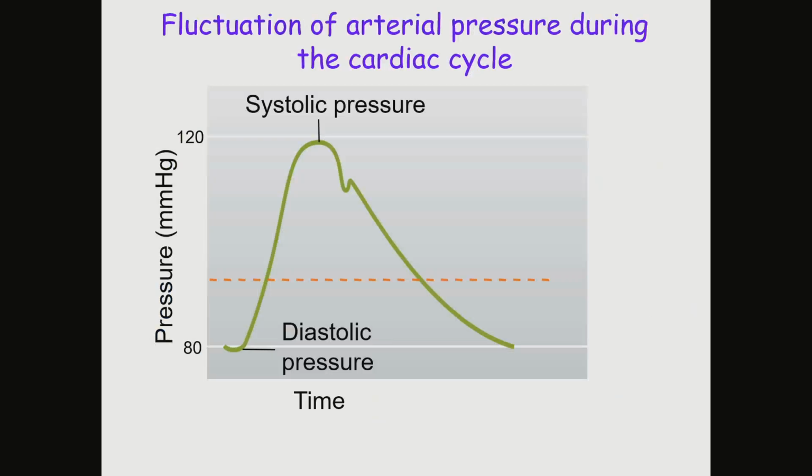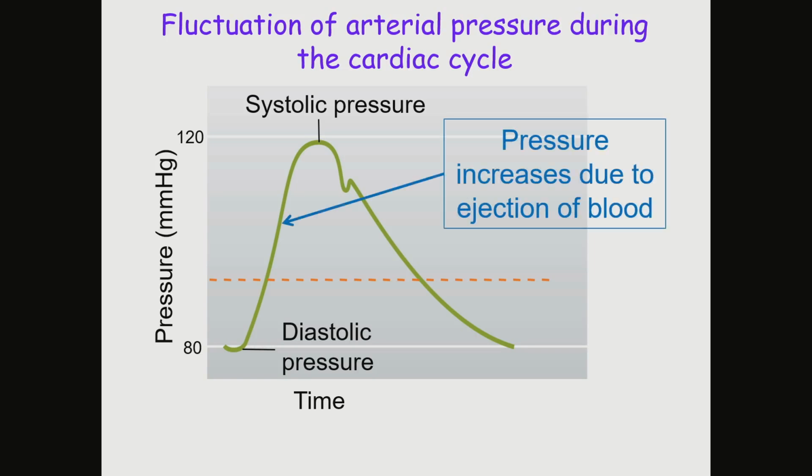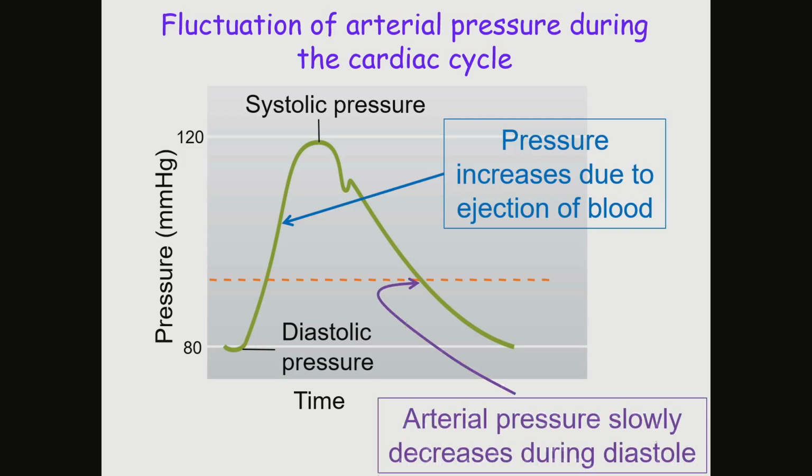If we look at the fluctuation of pressure in the aorta during one cardiac cycle, during systole, pressure increases because of the ejection of blood. During diastole, you do get a slow decrease in pressure because the blood is exiting the aorta also, but it decreases slowly over time, instead of going down really quick.